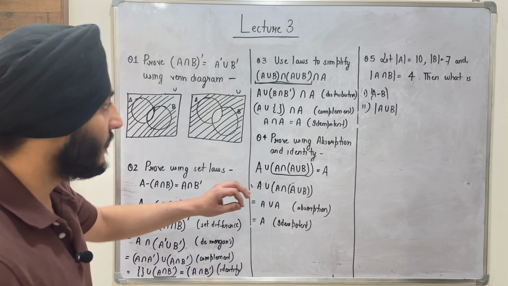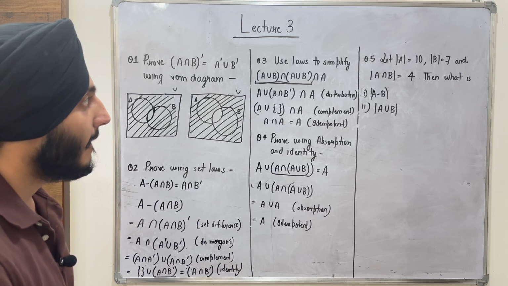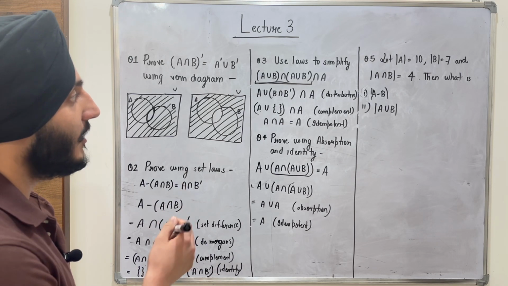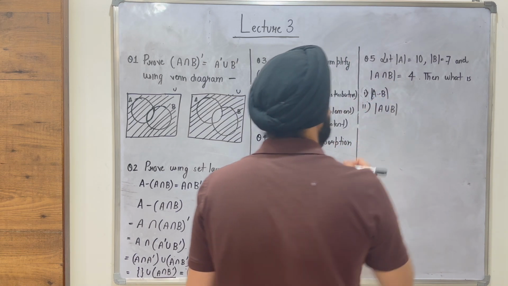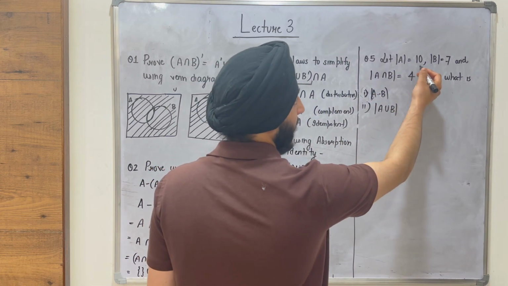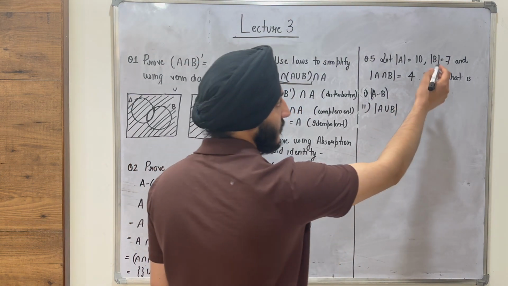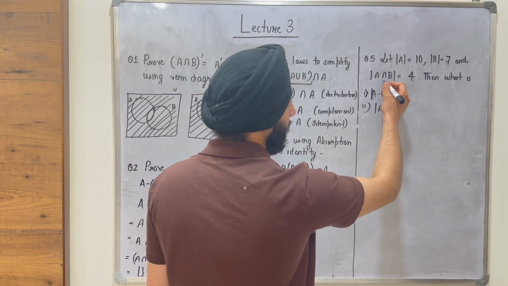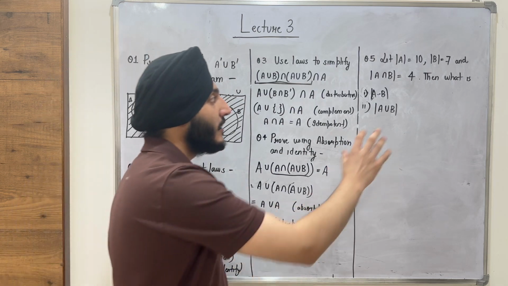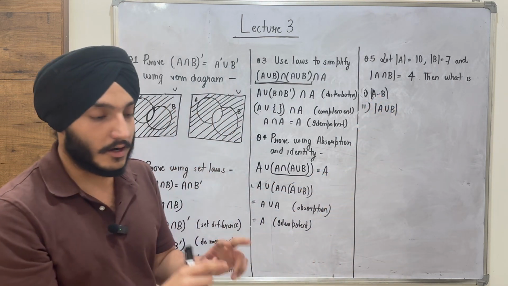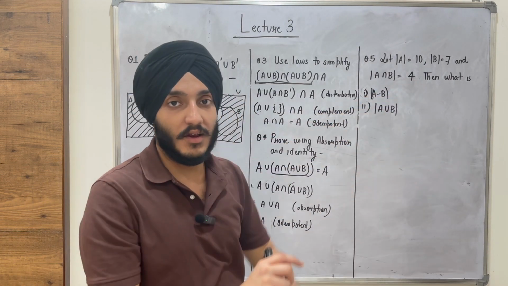So I hope you were able to solve this question. I think this is the most easy one across all these questions, right? Okay, now let's move on to question number 5. If you have been given the cardinality of A is 10, so basically A contains 10 different elements, B has 7 elements, and we are also given the cardinality of their intersection. So the basic understanding that you can get from this question is that there are two sets A and B, and they have 4 elements in common between both of them.